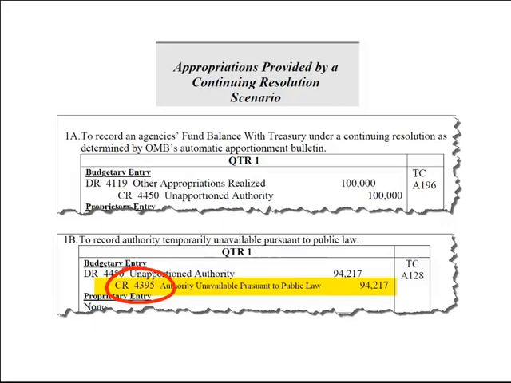SGL account 4395 crosswalks to line 1134 on the SF-132, the apportionment schedule, and the SF-133, the report on budget execution. This is the correct accounting entry. But many budget offices simply enter the net amount of these two figures on line 1100.